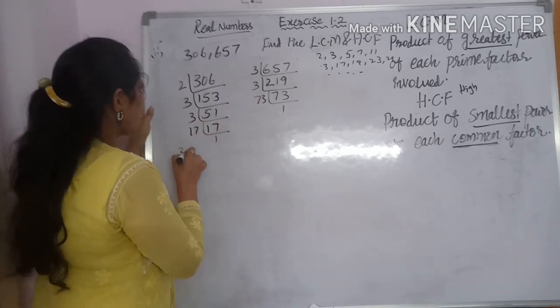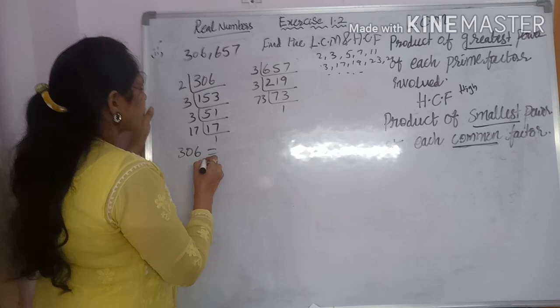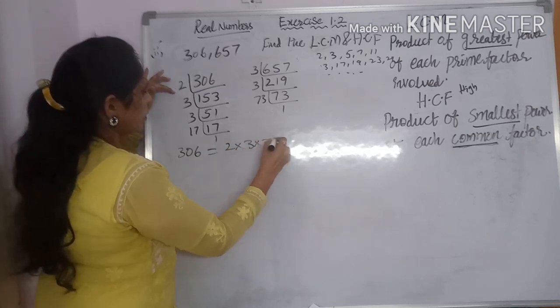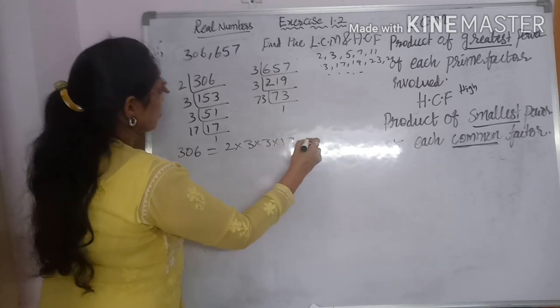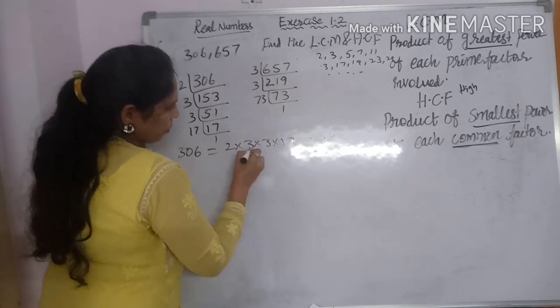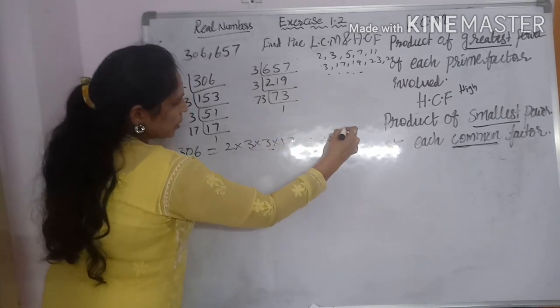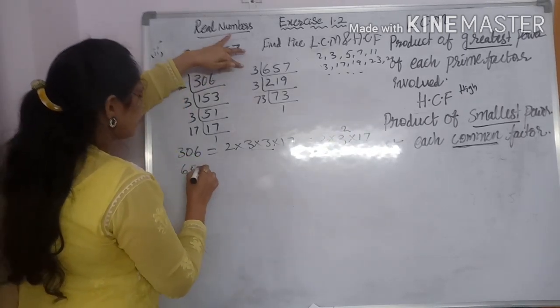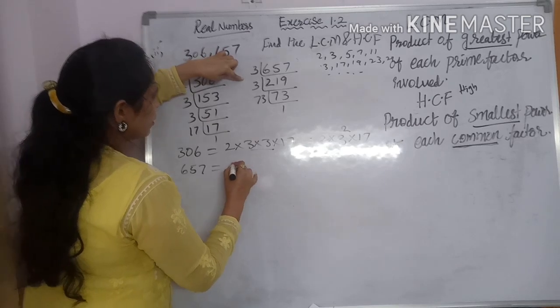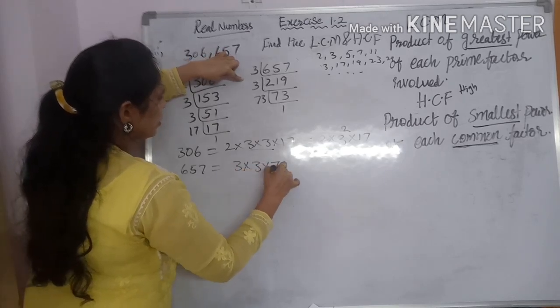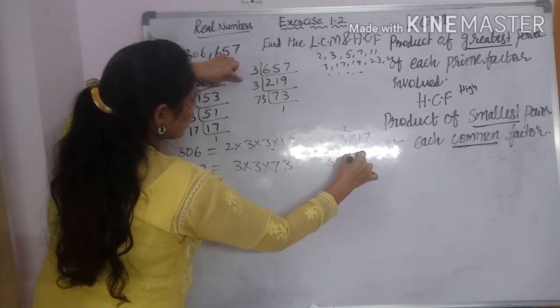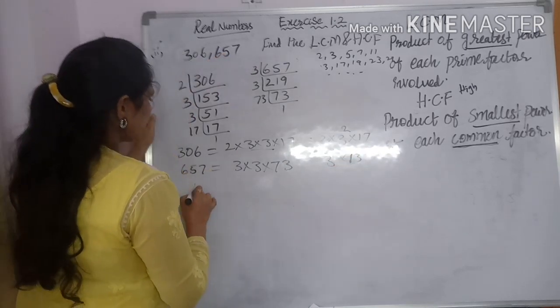Now write the prime factors of 306. How can we write? 2 into 3 into 3 into 17. That means 2 into, how many 3's are there? 3 square into 17. Now 657 is equal to 3 into 3 into 73. 3 square into 73.